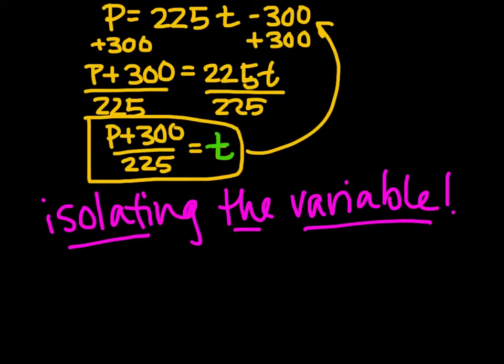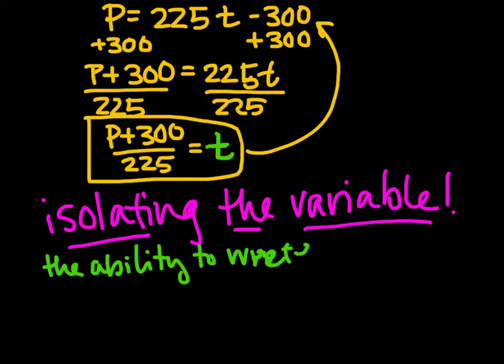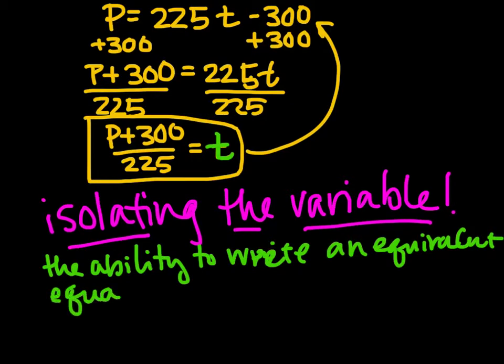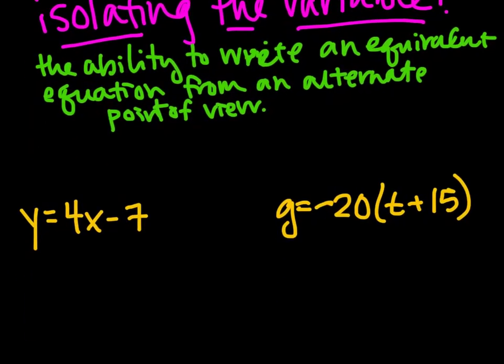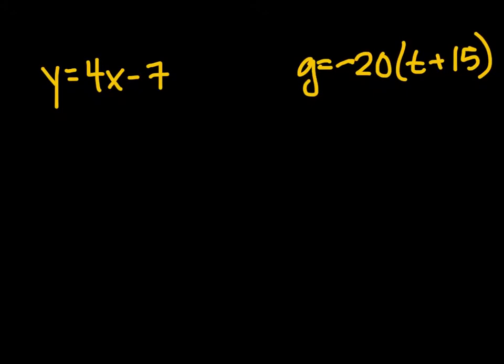So isolating the variable is the ability to write, I cannot spell today, an equivalent equation from an alternate point of view. So in this case, this point of view is in terms of hours. In the other one, it was in terms of profit. So if I knew how much time was passing, I would be able to figure out the profit for that burger joint. If I knew how much profit the burger place made in a day, I could figure out the time it was open. So let's use this to practice just a couple of very generalized equations and find a couple of equivalent expressions, and then we'll be done.